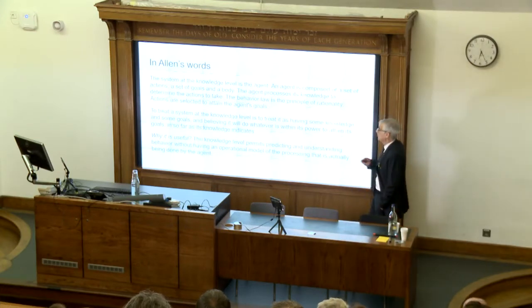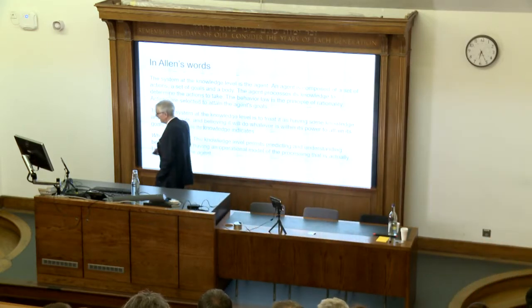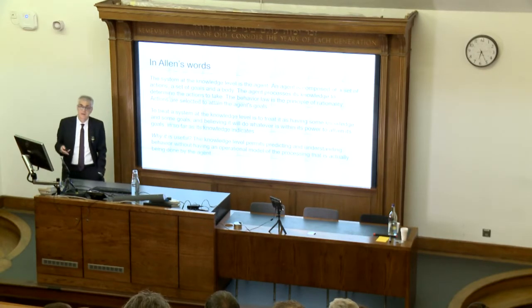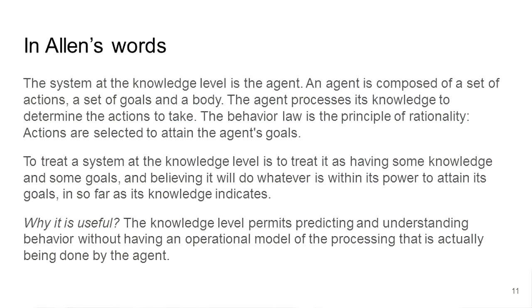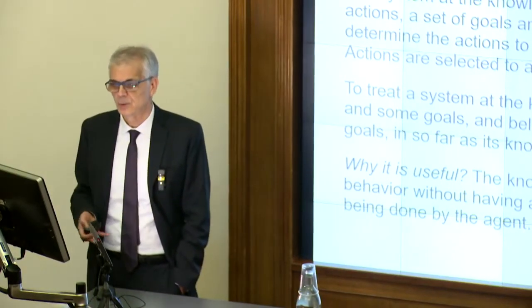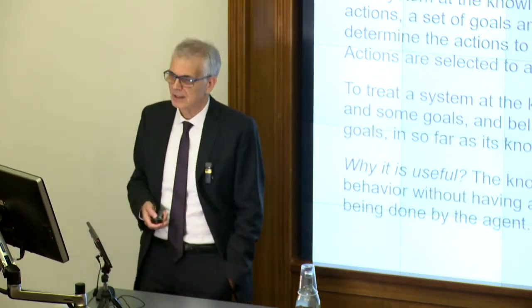Allen goes a long way in illustrating this level. He was very technical; it was not just a philosophical abstraction. He really meant that this level exists. So the system at the knowledge level is the agent. I'm reading from his words. All the quotations in these slides are from a very famous paper. An agent is composed of a set of actions, a set of goals, and a body. So we are talking basically about robots. The systems that we build for digital humanities do not have a body, or have a very simplified body, in a very general sense.